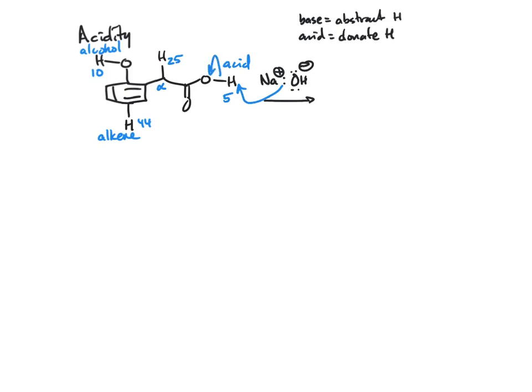So notice the arrow flows head to tail. The two heads never point at each other. They never point away from each other. It's a flow. So once that happens, we get water as a byproduct. So that is the conjugate acid of sodium hydroxide. Now this oxygen has the negative charge with the sodium counterion.